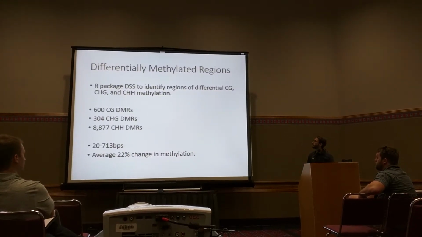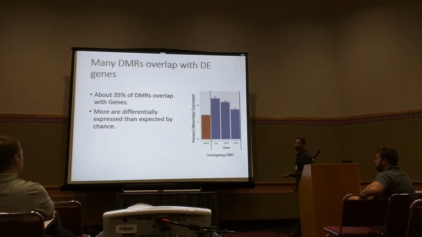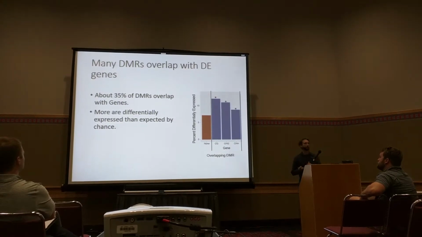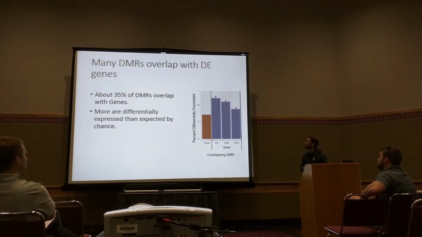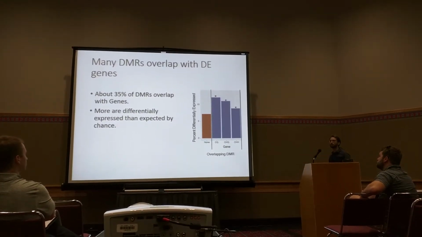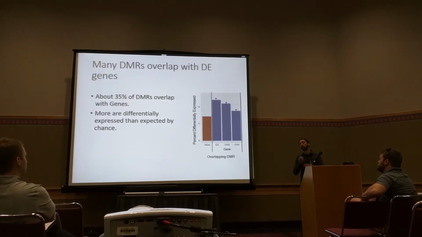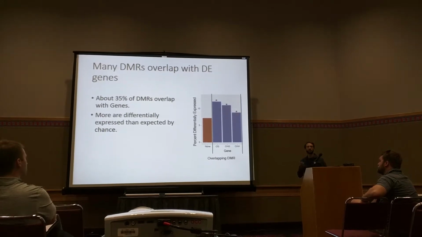You can see most of them was the CHH methylation, and usually about a 22% change in methylation within those regions. So now we want to see, okay, do these overlap with genes, first of all? And the answer is that yes, about 35% of these differentially methylated regions do overlap with genes. And when they do overlap with genes, those genes are in fact differentially expressed, or more likely to be differentially expressed than a genome background.